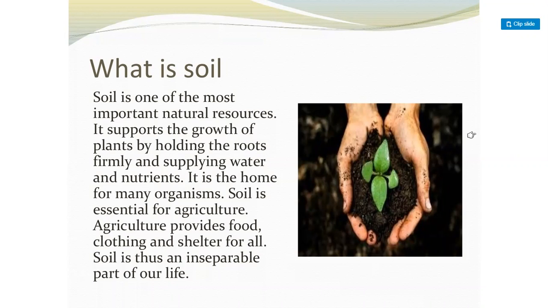So, we know that soil is one of the most important natural resources. Plants are grown in soil, and all the animals and all the human beings are dependent on plants for their survival. If the soil were not there, then just imagine, the plants could not grow. If the plants were not there, the human beings and the animals would not be able to get food. Apart from this, soil provides shelter for many organisms, right, which are living inside the soil.